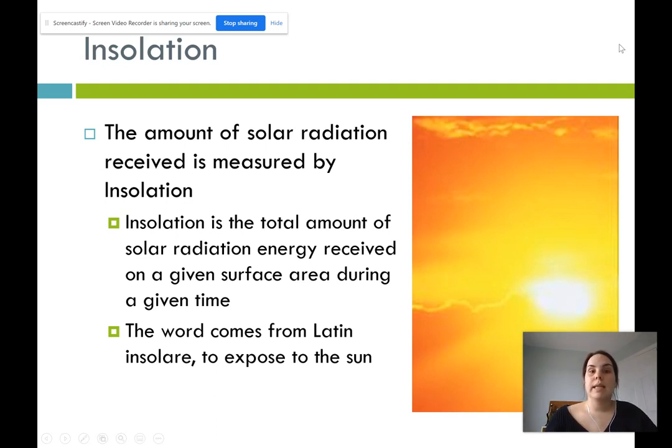So somewhere like Canada, we're going to have less insolation, less solar radiation than somewhere like, I don't know, Cuba, where it's hotter. Okay, they're closer to the equator, they get more solar radiation, more insolation, so their climate and their weather is warmer.